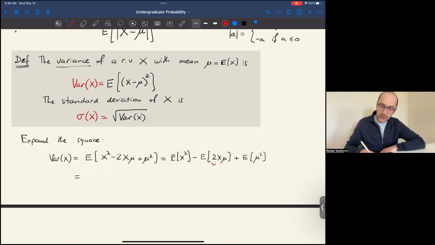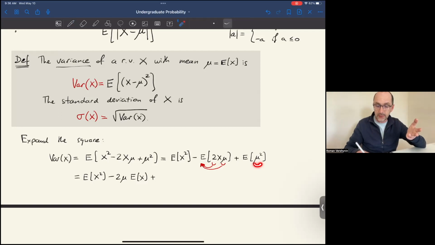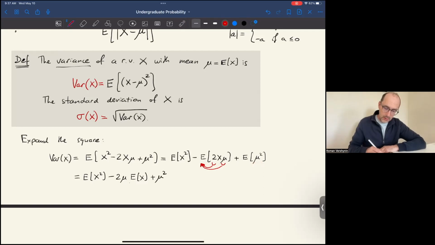Now 2 and mu are constants. So again, by linearity, we can pull them out of the expectation. Mu squared is a constant, and the expectation of a constant random variable, the random variable that always takes the same value, mu squared, is that value, mu squared. Expected value of x is what we called mu in the first place.